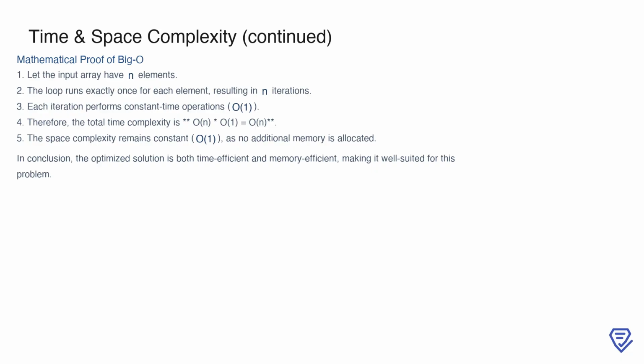For space complexity, the algorithm uses only a single variable, sign, and no additional memory, which keeps the space complexity at O(1). In conclusion, this solution is highly optimized, achieving both time efficiency with O(n) and memory efficiency with O(1), making it a robust approach for determining the sign of the product of an array.